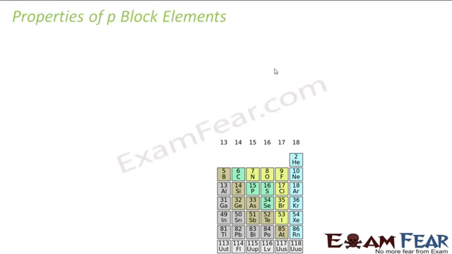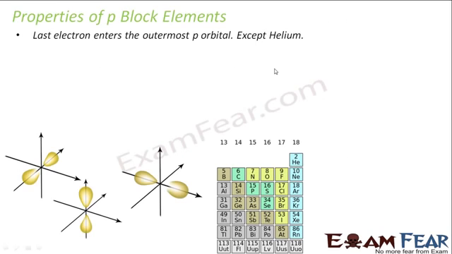Now we'll talk about some of the properties of the p block elements. In this we'll see that the last electron enters the outermost p orbital. That is something we have seen. We have defined this: p block elements are the elements where the last electron enters the outermost p orbital. Helium is the exception here. And if you see a p block element, the p orbital looks like this. We have seen the structure of this. If you have doubts, you can watch the video on the chapter where we discussed the orbitals.